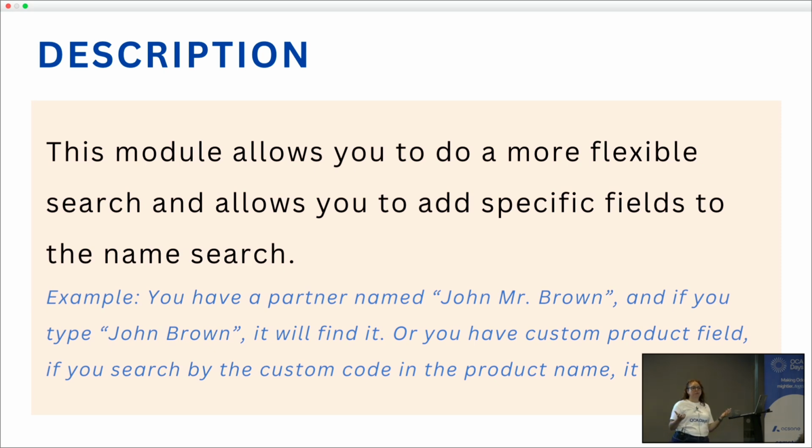This module allows you to do more flexible searches. And it also allows you to add specific fields to a name search. For example, if I search for my name, or like John, Mr. Brown, if you write John Brown, it won't find it. Without this module, you cannot find it. So sometimes with initials and names and some cases like that, you cannot find what you're looking for without this module. So this module will find it even if you don't write the MR in the John MR Brown, okay?